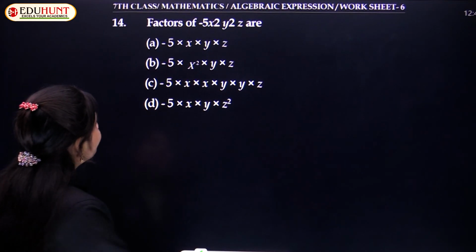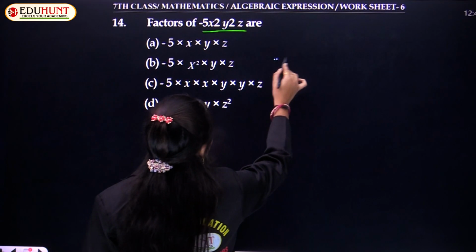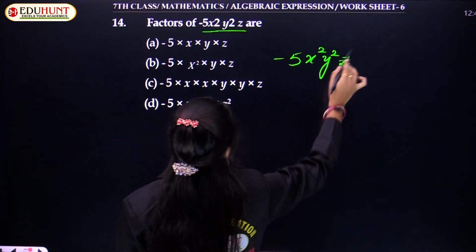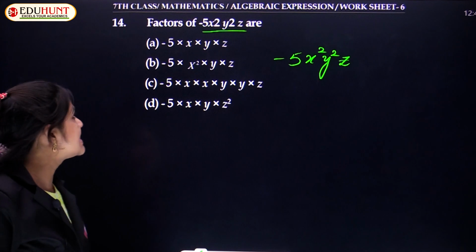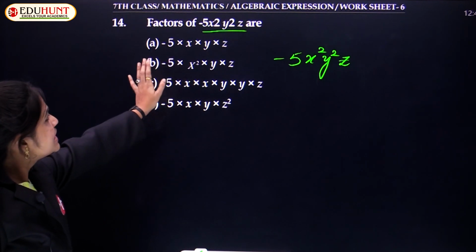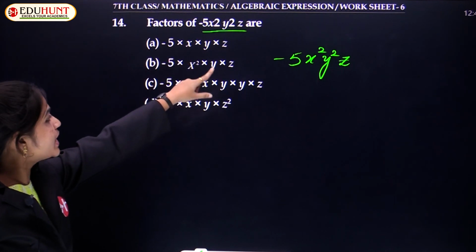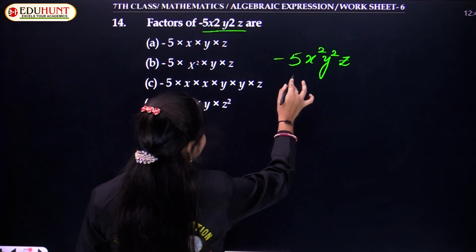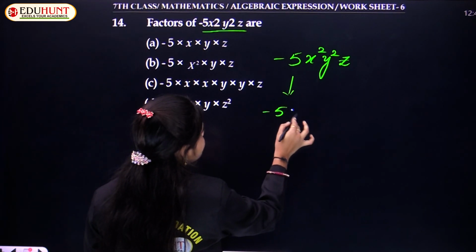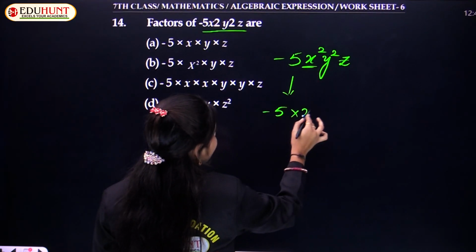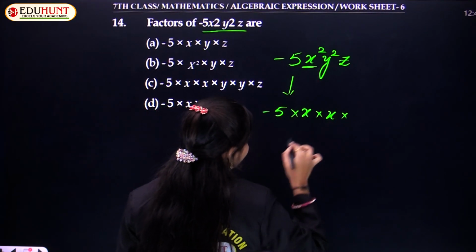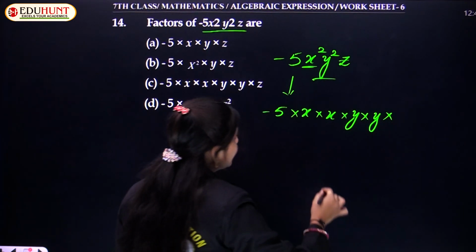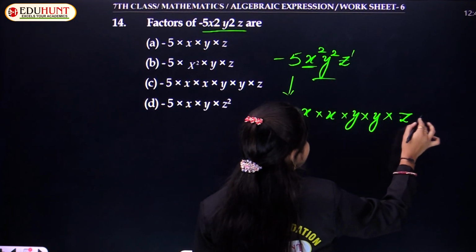Next, factors of x square y square minus 5x square y square z. The squares they have given beside, so just change that one to minus 5x square y square z. Now factors. How to write the factors? We can write this as minus 5 into x square, which means x 2 times we have to multiply, y square, y we should multiply by itself 2 times, and z power 1 means only once.